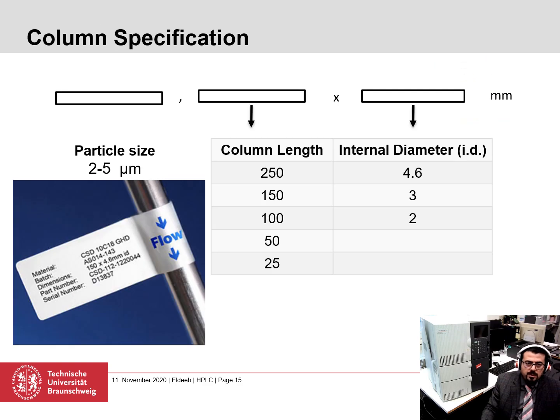Now about column specification. In fact, there are three important specifications for the column, and these are the particle size, which is usually between 2 and 5 micrometer, the column length, which is usually between 25 and 250 millimeter, and internal diameter, which is usually between 2 and 4.6 millimeter.